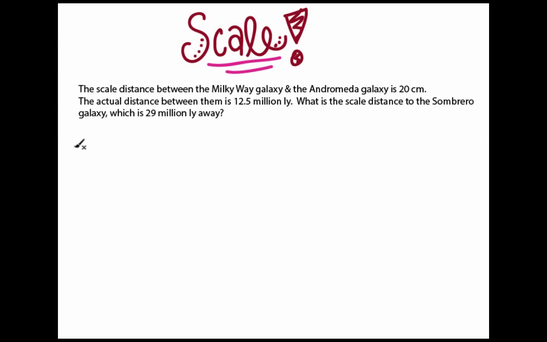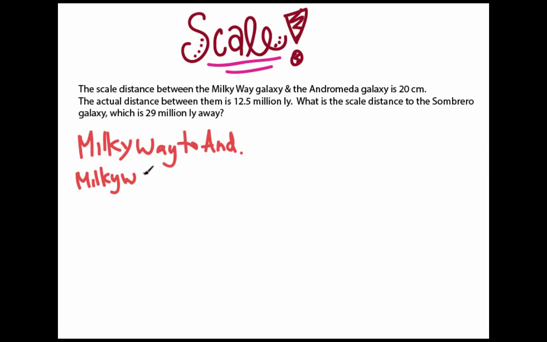Let's do one more. The scale distance between the Milky Way galaxy and the Andromeda galaxy is 20 centimeters. The actual distance between them is 12.5 million light years. What is the scale distance to the Sombrero Galaxy, which is 29.5 million light years away? So you're going to first write down your two sets of distances. The first one is Milky Way to Andromeda. The other one is from the Milky Way to Sombrero.